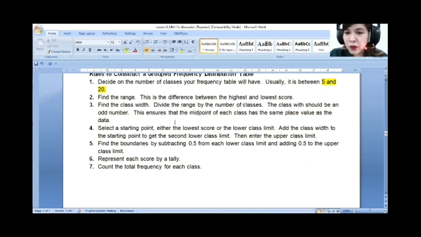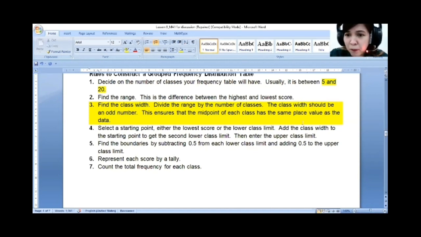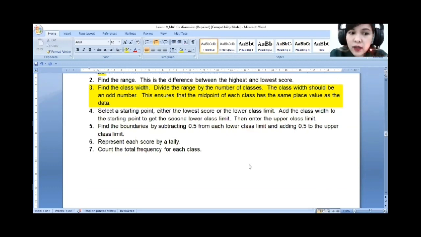So para makompute yung class width sa step number 3, what you need to do, divide the range by the number of classes. Pag nakuha mo na yung range, nabigay na ng prof yung number of classes, i-divide nyo sila. Then, the class width should be an odd number. Why an odd number? Para ma-ensure natin na yung class midpoint or class mark ay sakto yung magiging sagot. Step number 4, select a starting point.